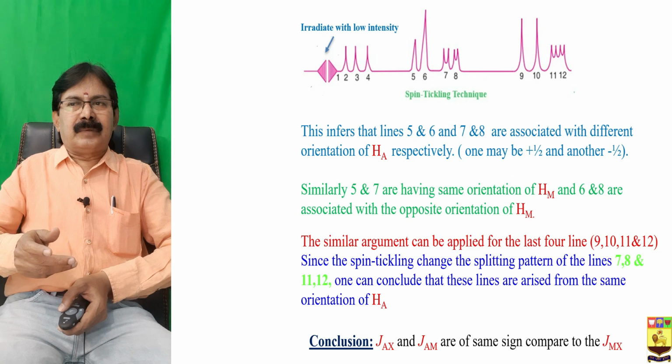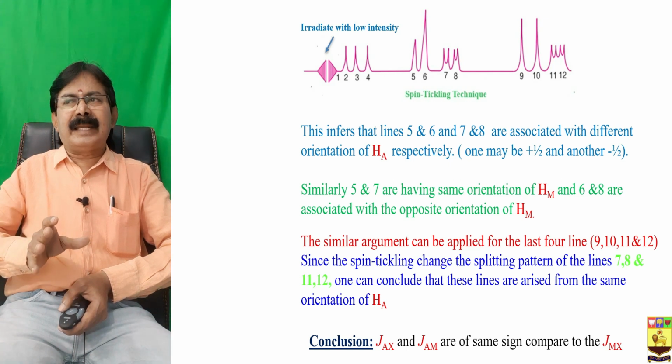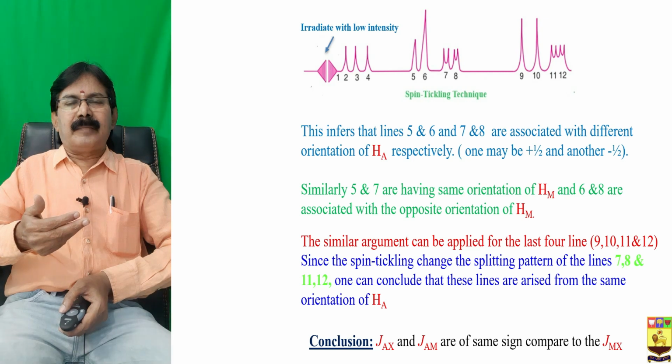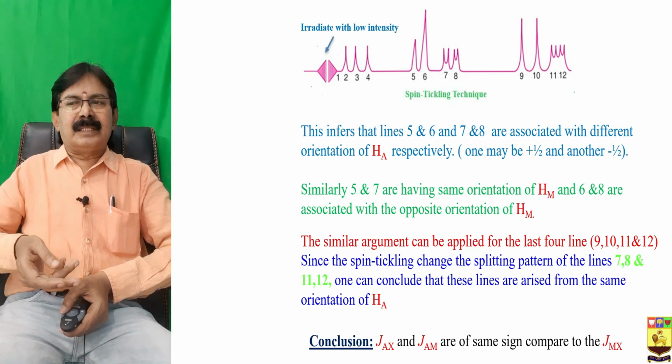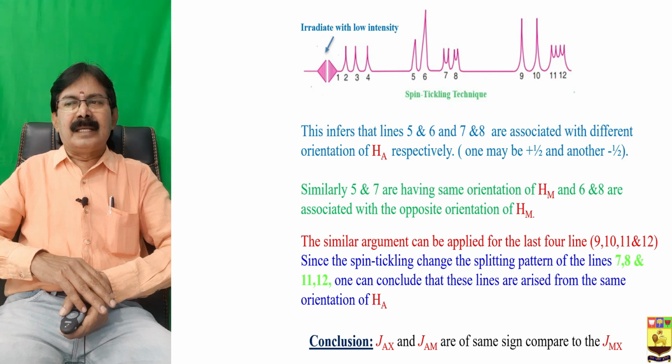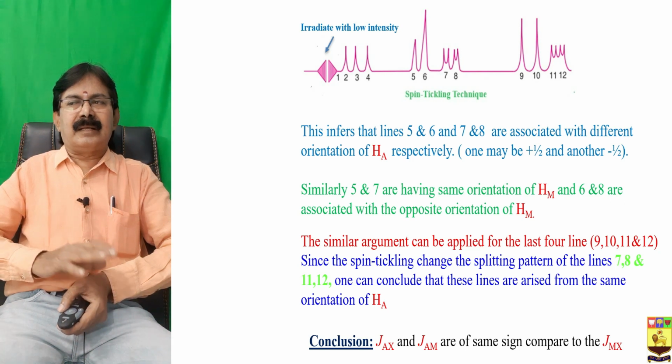Do you follow my point? Okay. The similar argument can be applied for the last 4 lines. That means 9 and 11 arise because of the same orientation, and 10 and 12 arise because of the opposite orientation. Since the spin-tickling changes the splitting pattern of lines 7 and 8 and 11 and 12, one can conclude that these lines arise from the same orientation of HA. Do you follow my point?